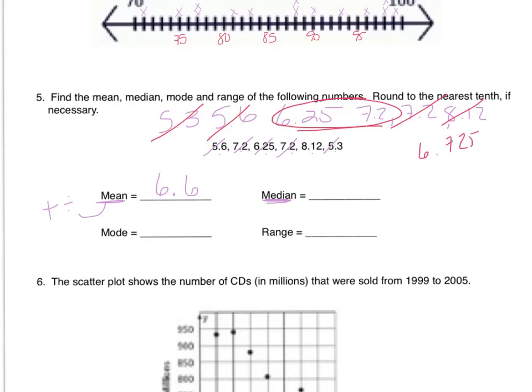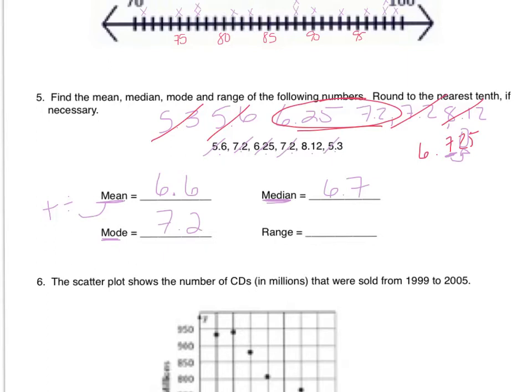I got 6.725. But remember, we're rounding to the nearest tenth. So I look next door to round or not. Since this is 4 or less, we let it rest. So my median is 6.7. Mode means the most repeated number. Out of my group of numbers, I only have one number that's repeated, and it's 7.2.